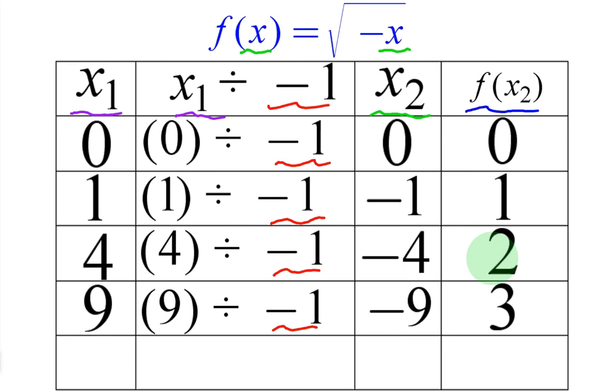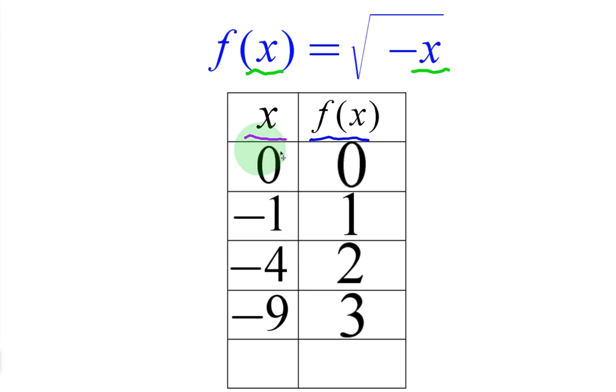And now here is our new chart. Notice again, only the x values change when we're talking about horizontal flipping. The x values all change signs except for 0 to maintain the same y value.